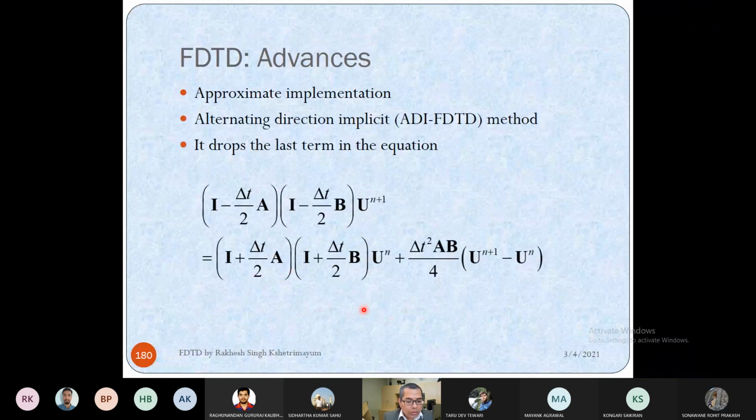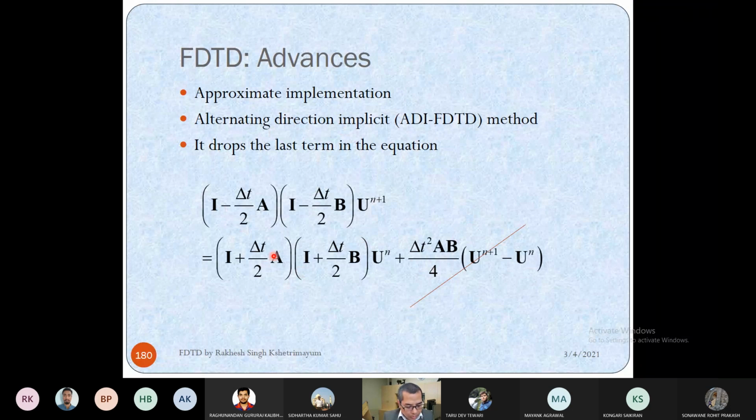Now there is something called ADI FDTD, alternating direction implicit FDTD. In that ADI FDTD, which is unconditionally stable FDTD, we actually neglect this last term here. If we neglect it, the error is not much, because this is of order delta t squared, which is one order higher than the other terms. So we actually neglect this term, and we simply have this equation on the left side and right hand side.